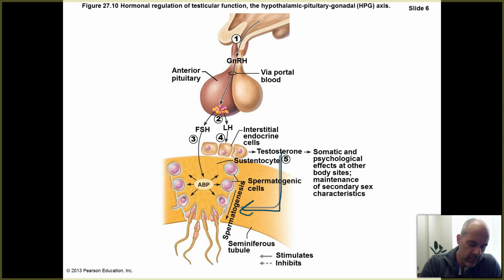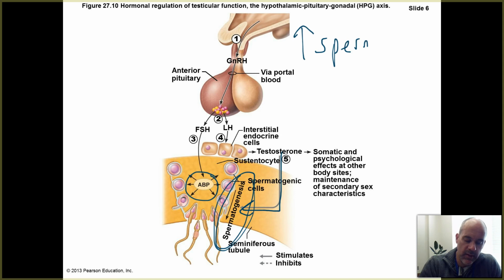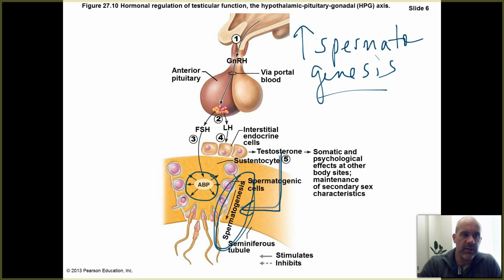Testosterone gets captured by the ABP, concentrated, and notice that is stimulating spermatogenesis. So one of the major effects of testosterone in the testes is to increase spermatogenesis. So you're going to stimulate these cells to undergo meiosis, and then you're going to stimulate the development of those spermatids into spermatozoa, or fully developed sperm.